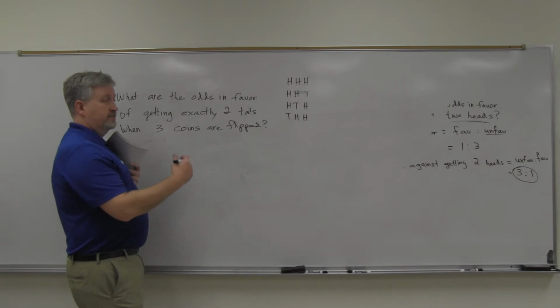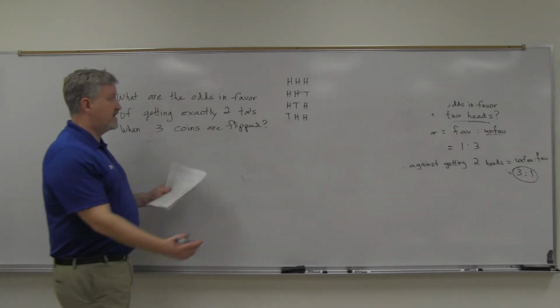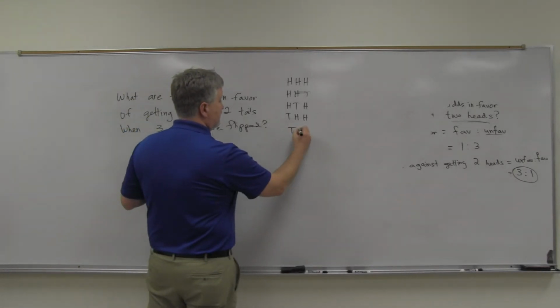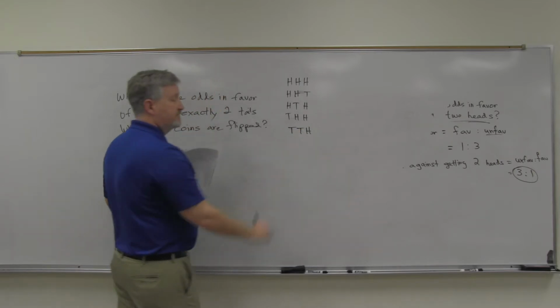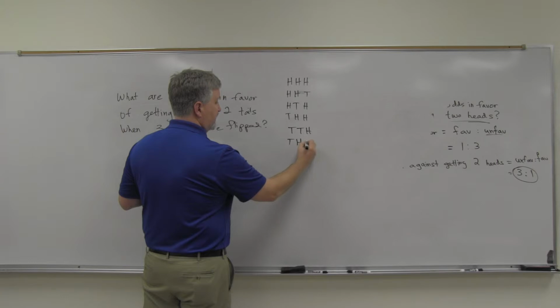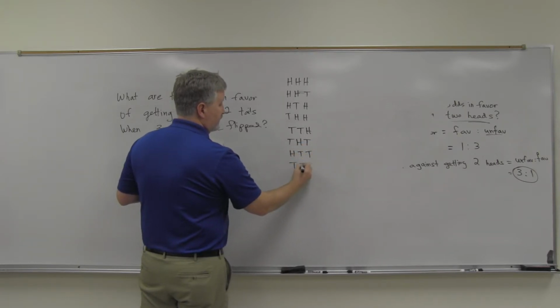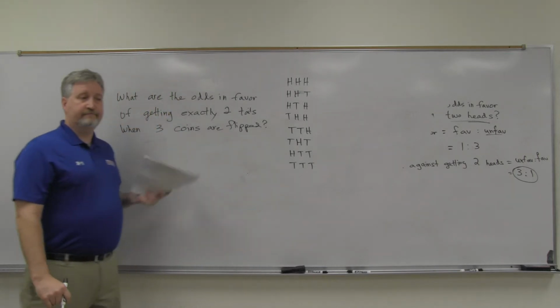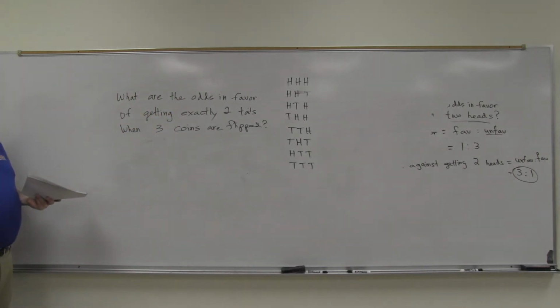So we could have 3 heads. Let's do 2 tails and 1 head. Just kind of do it in order. So we could have tails, tails, heads, we could have tails, heads, tails, or we could have heads, tails, tails. Or then we could have all 3 tails. All right. So there's 8 possibilities.